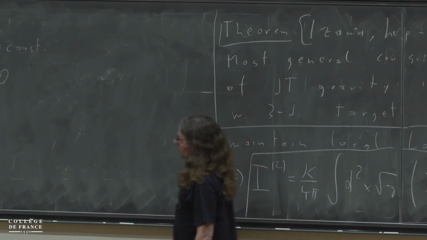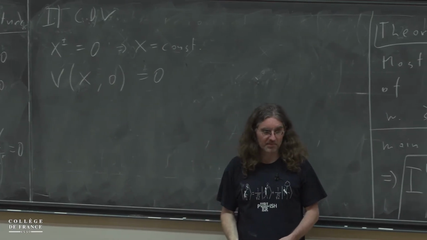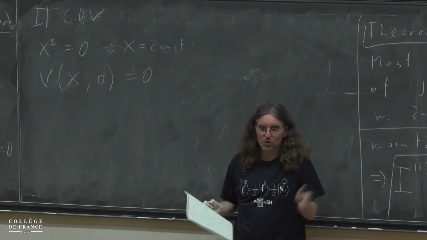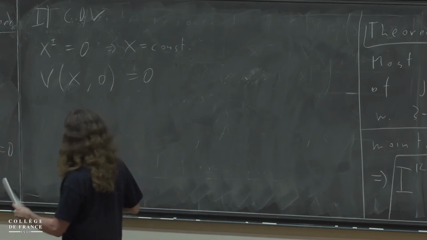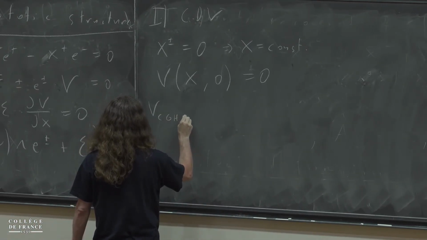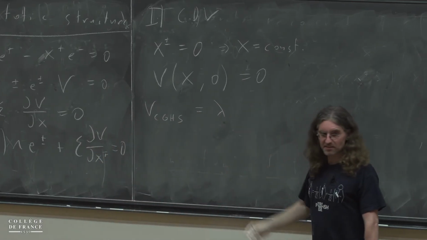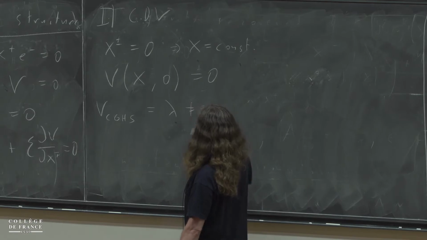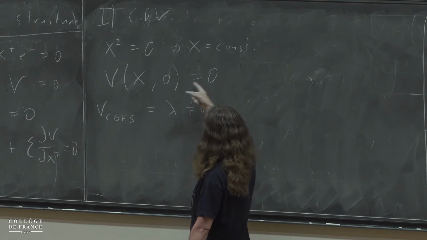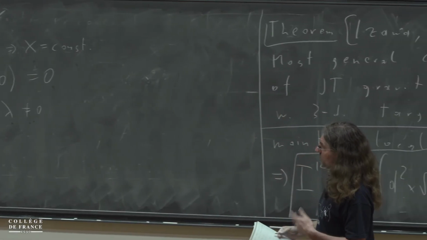And now you can see that these solutions need not exist. There are some models where no constant dilaton vacua exists. The simplest is the so-called CGHS model, where V is just a constant, which is non-zero. And then obviously this equation being 0 has no solution. So constant dilaton vacua may or may not exist.